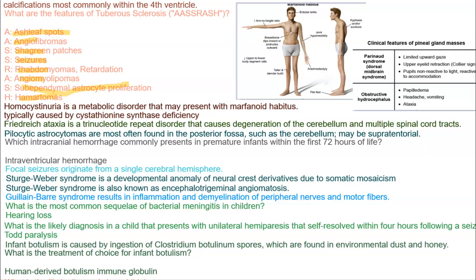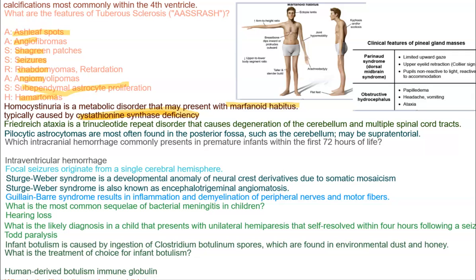Homocystinuria is a metabolic disorder that may present with marfanoid habitus, and it's typically caused by cystathionine synthase deficiency. So we talked about homocystinuria again. Remember, they present with mental retardation, and then they also present with fair skin, marfanoid habitus, and downward lens dislocation.